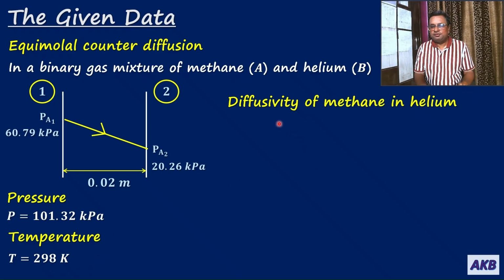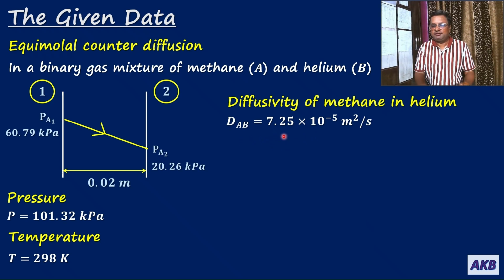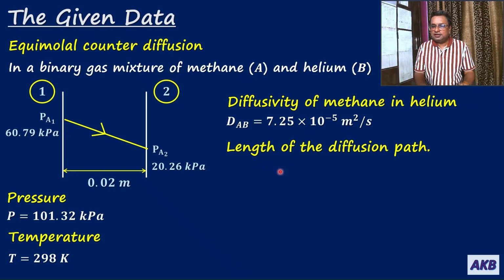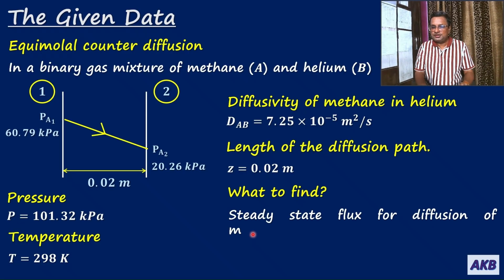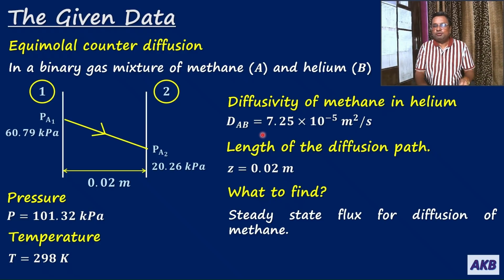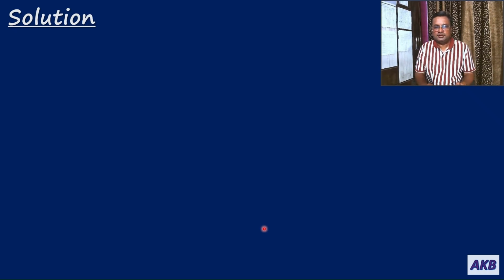Temperature T is 298 Kelvin. The diffusion coefficient or diffusivity of methane in helium, which we denote by DAB, is 7.25 into 10 to the power minus 5 meter square per second. The length of the diffusion path, which is the distance between the 2 points, we denote by Z. Z is 0.02 meter. Then what are we supposed to find? We have to get the steady state flux for diffusion of methane if there is equimolal counter diffusion. So this information is provided to us. Now let us solve the numerical.